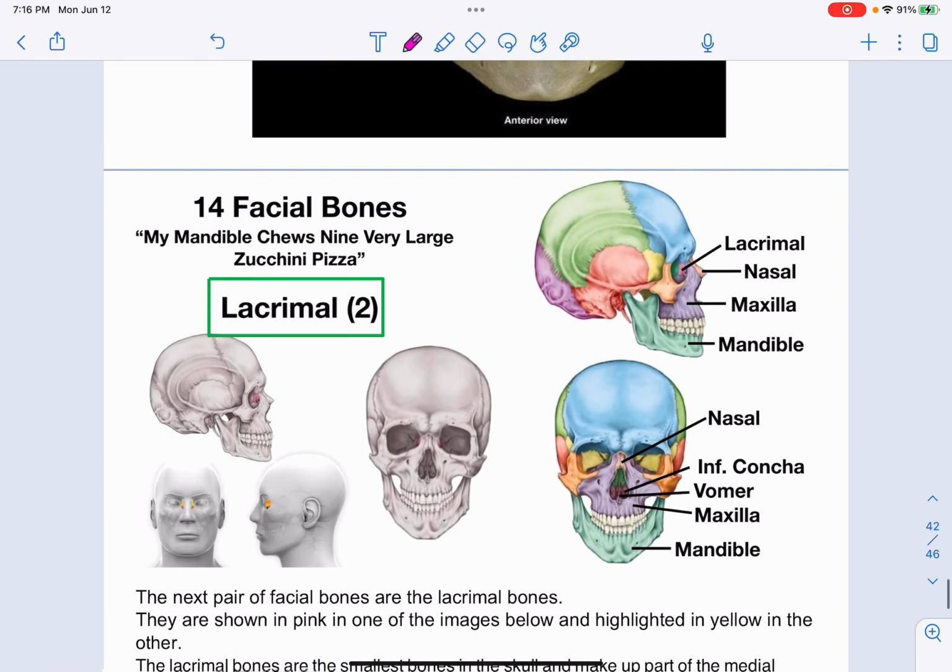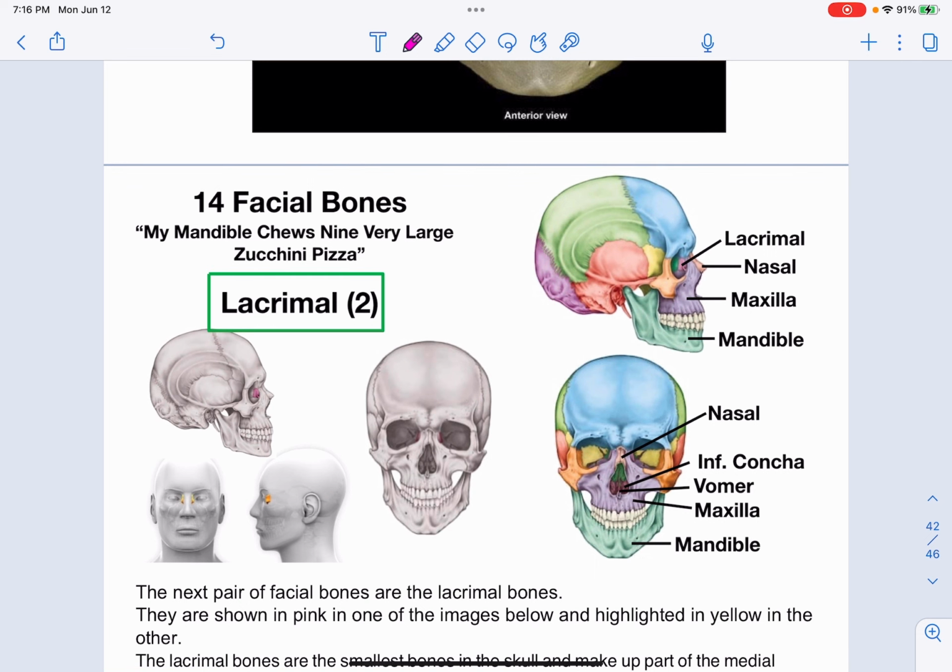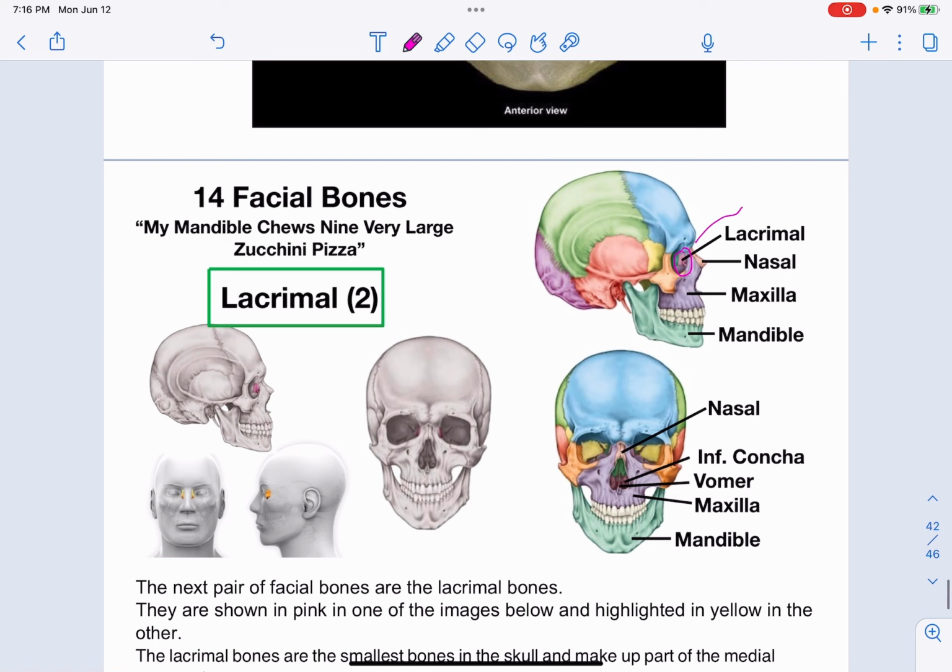All right, the lacrimal bones. It's kind of hard to see. You can see them here in pink. You can think of this because when we talk about vision, we'll go on to talk about lacrimal glands. This is kind of where your tear ducts are. So there are two bones there called the lacrimal bones. You can make them out nicely in this picture, and it shows them here too.